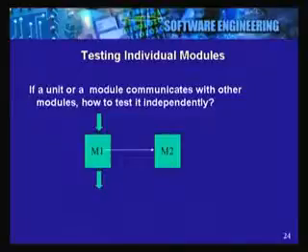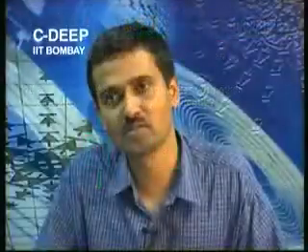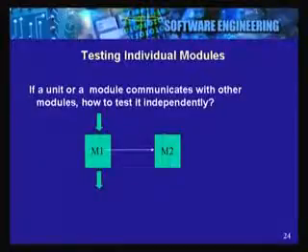So if a unit or the module communicates with other modules, how to test that module independently? Given a module, if it depends on other modules. So for example, in this picture you have M1 and M2. M1 is ready, M2 is not ready, and now you want to test M1, but M1 makes a call on M2. How are you going to test M1? What will you do for M2?